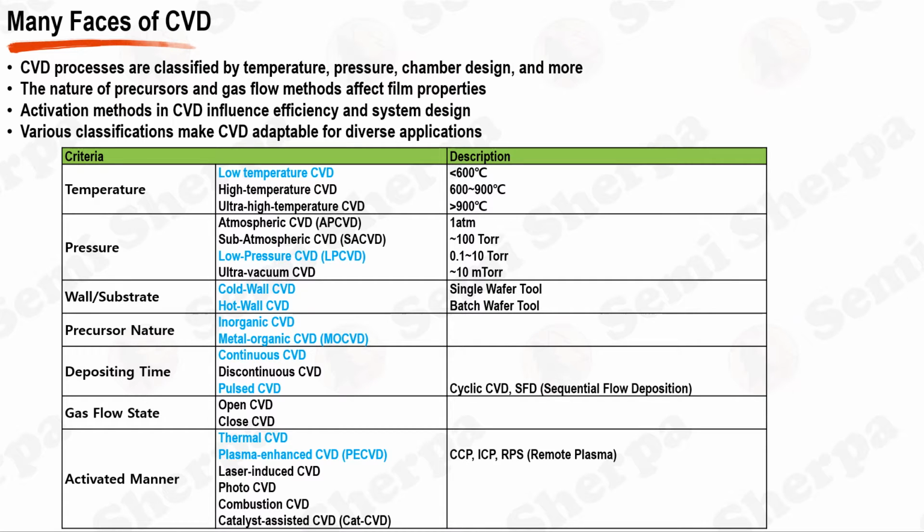One of the principal classification criteria of the CVD process is the temperature. The deposition temperature ranges from ultra-high to low levels, with each category serving specific applications. High-temperature processes facilitate fast reaction rates and high-quality crystalline films, whereas low-temperature processes, often used in semiconductor manufacturing, limit damage to sensitive device structures.